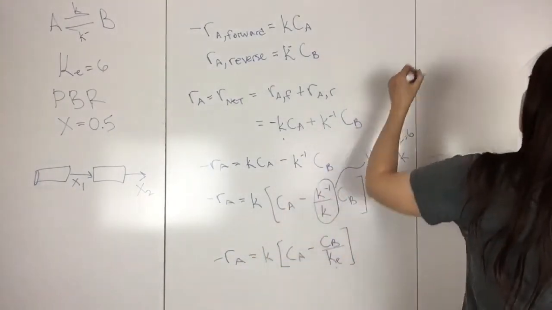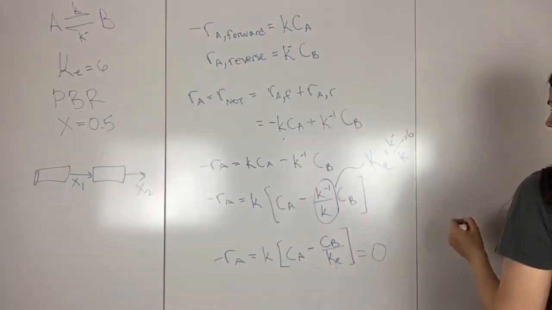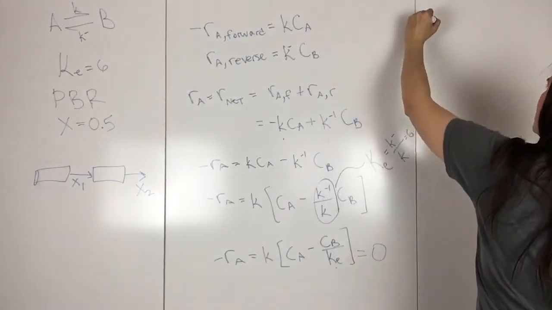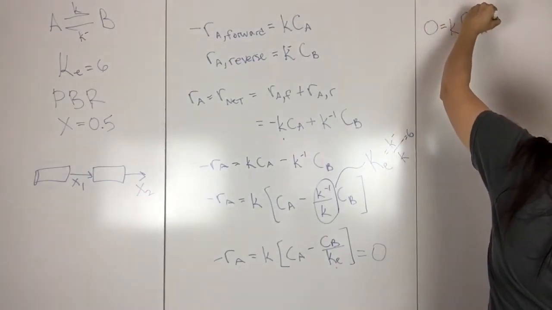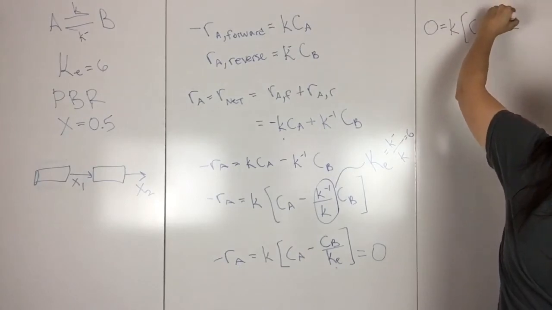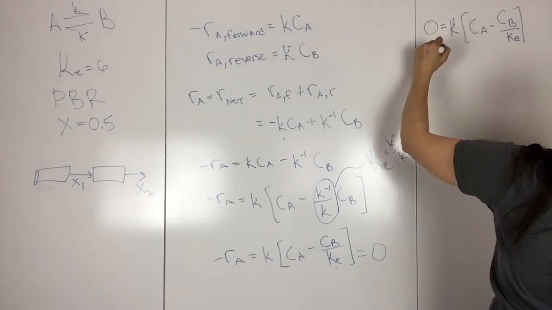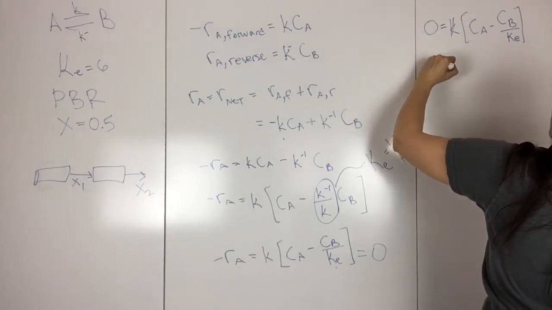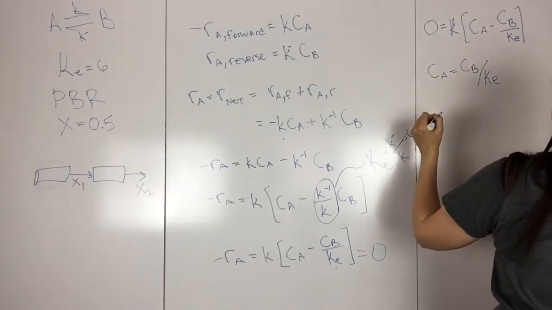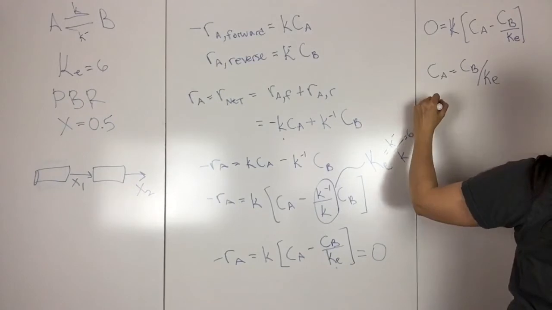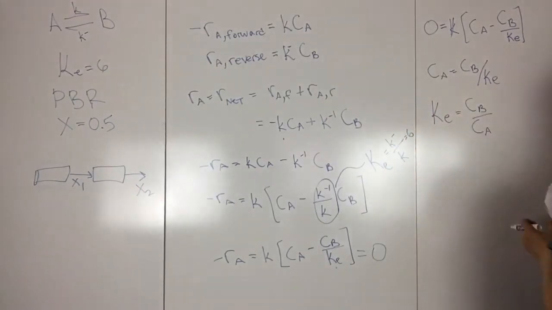Setting this to 0, we get 0 is equal to k times CA minus CB over Ke, so k goes away, and we get CA equals CB over Ke. And so then we end up with Ke is equal to CB over CA.